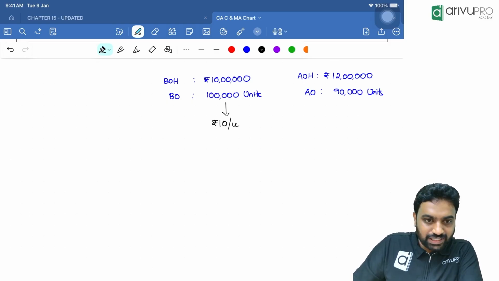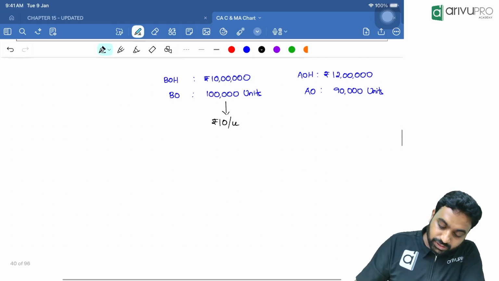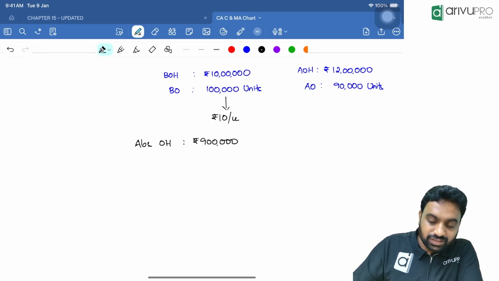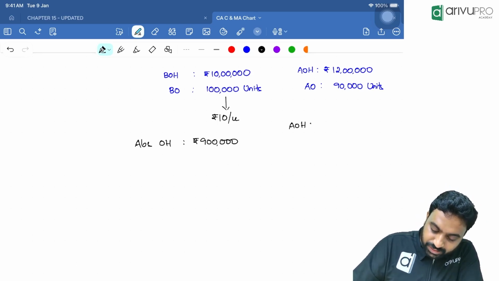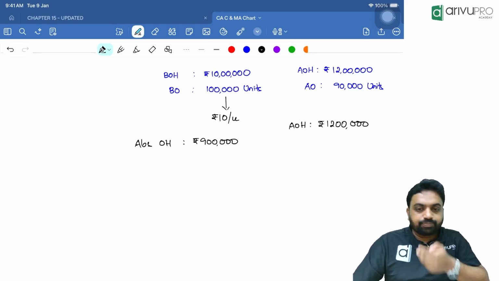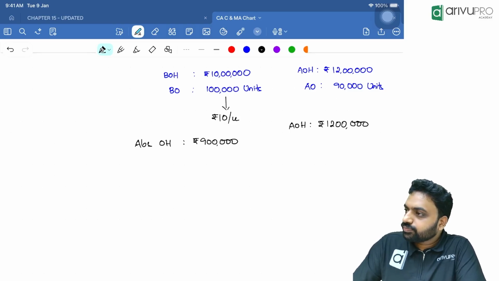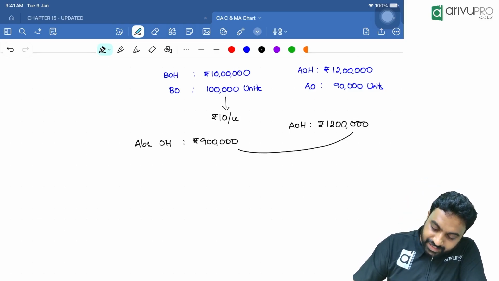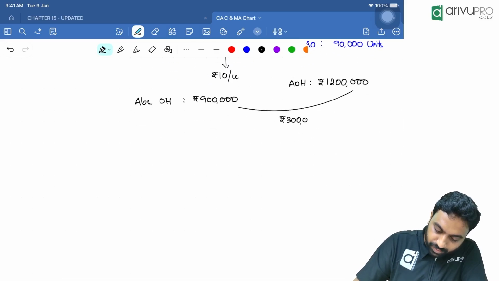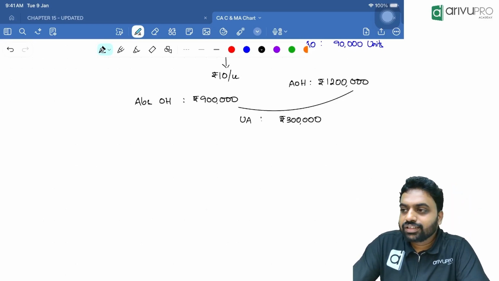I estimated 200 students, but only 180 came. From how many students can I recover? 180 students. So my absorbed overhead is 9 lakh. My absorbed overhead is how much? 9 lakh. My actual overhead is how much? Got it? Now, can I say that rupees 3 lakh is under absorption? Under absorption is 3 lakh.